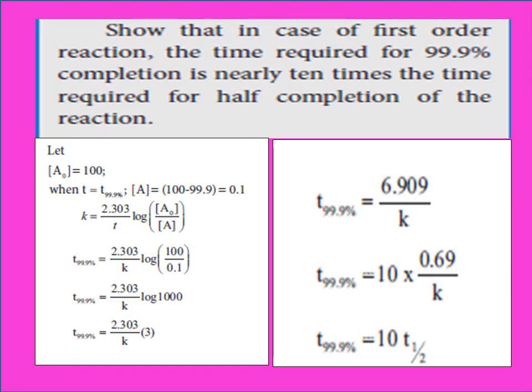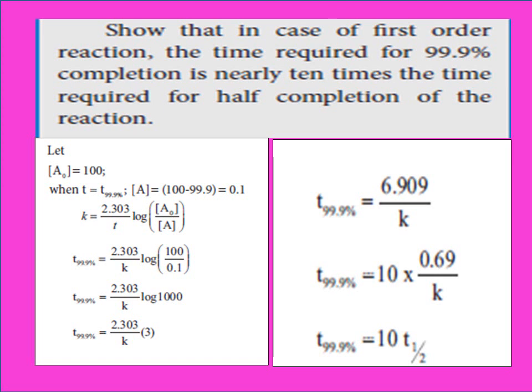Here is a problem: prove that t 99.9% is equal to 10 times t half. You know the value of t half is 0.693 by k. Keep that in mind: t half is equal to 0.693 by k. Here we will take the initial concentration of the reactant as 100. How much is reacted? 99.9%. So 100 minus 99.9 will give you the concentration of A, which is nothing but 0.1.